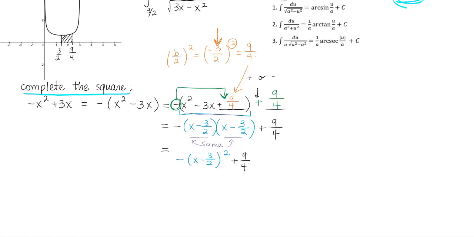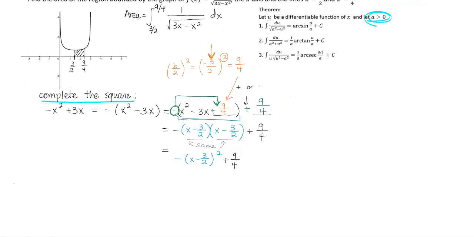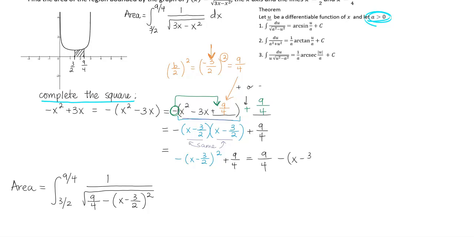Okay, so now let's go back to our integral. We have completed the square, so I'm going to rewrite our problem. Area is the integral from 3/2 to 9/4 of 1 over the square root. I'm going to replace the 3x minus x squared with what we found when we completed the square. We have 9/4 minus x minus 3/2 squared. I just wrote this and put the 9/4 in the front so it looks more like the version we have from our theorem. Don't forget the dx on the end.